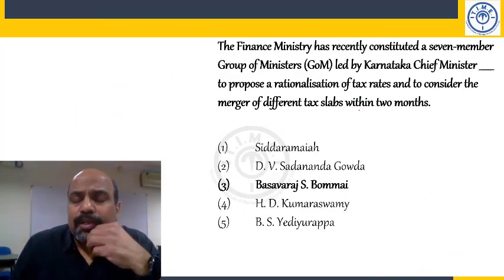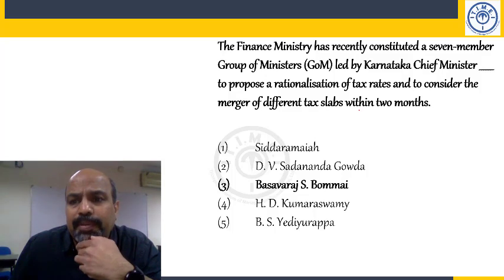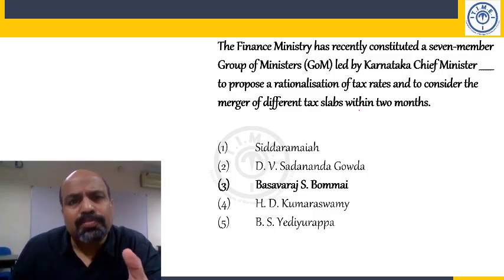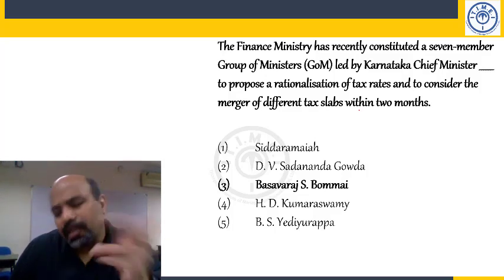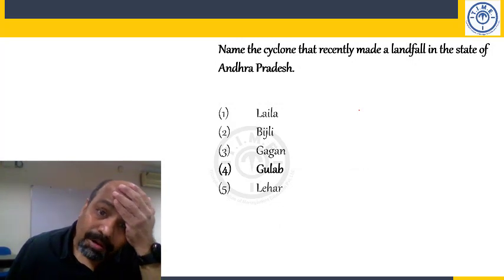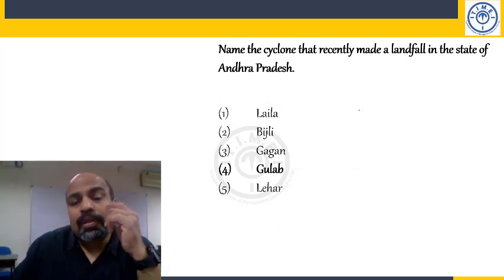The finance minister has recently constituted a 7-member group of ministers led by Karnataka Chief Minister Dash to propose a rationalization of tax rates and to consider the merger of different tax slabs within 2 months. Current Chief Minister is Basavaraj Bommai. This is hardly anything to discuss. Let's go with it. Name the cyclone that recently made a landfall in the state of Andhra Pradesh.